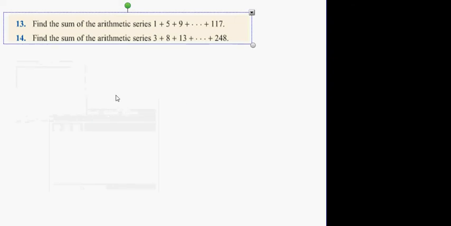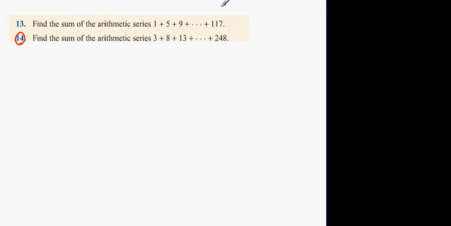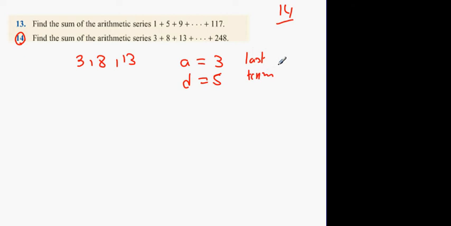Okay, so find the sum of the arithmetic series. This is question 14: 3 plus 8 plus 13 plus up to 248. This is the sequence, so we know that a is 3 and d is 5. We know that the last term is equal to 248, so we need to find out what term this number, the 248, is.